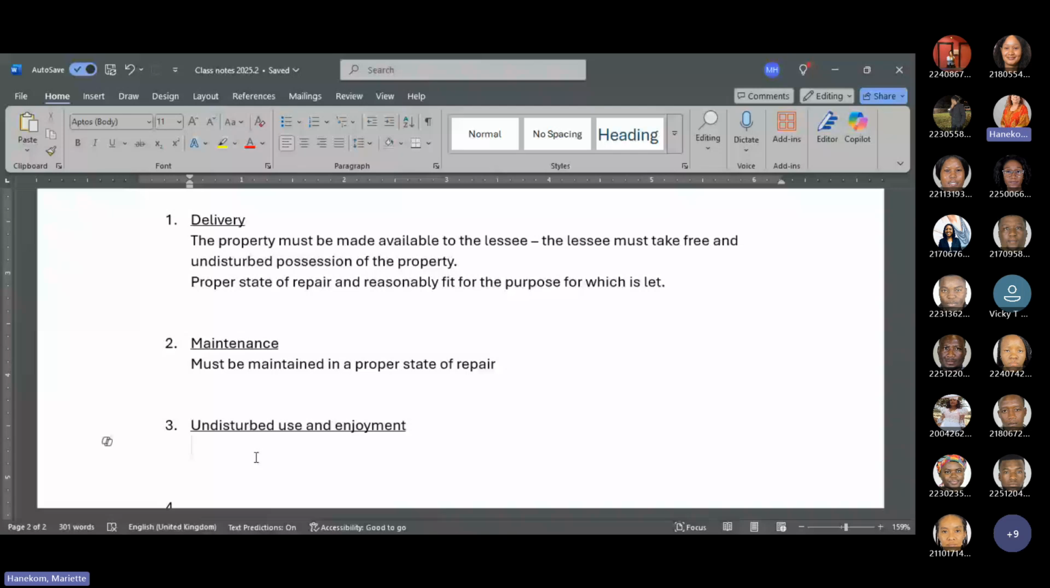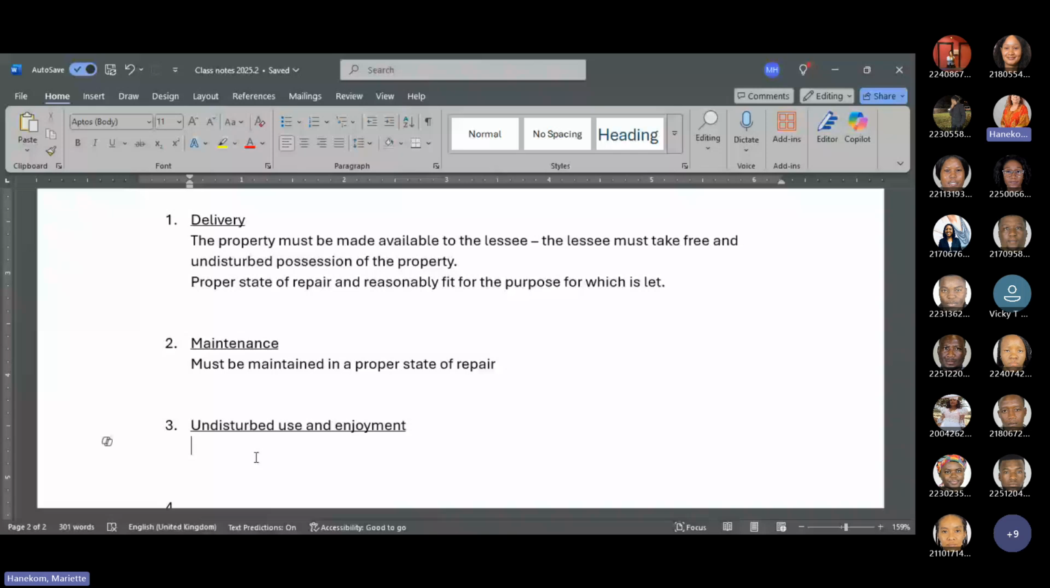So at no stage, don't know if you noticed this, at no stage did we say that the lessor must be the owner of the property let. Similar to the law of purchase and sale, the lessor does not have to be the owner. However, they must guarantee that the lessee will have undisturbed use and enjoyment. So somebody with a stronger title will not come and kick them out.